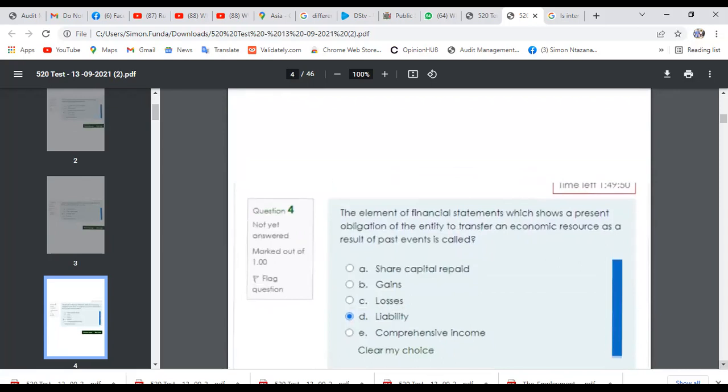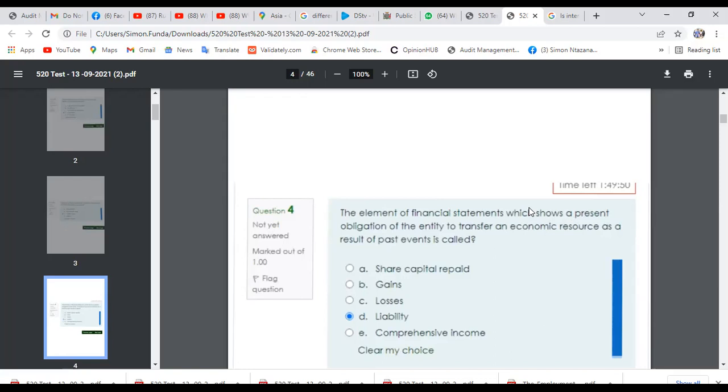The next question says, the element of financial statements which shows a present obligation of the entity to transfer an economic resource as a result of a past event is called. So you are transferring or you are paying. You are transferring the economic resource, the cash that you have, as a result of a past event. So that's kind of a transaction.